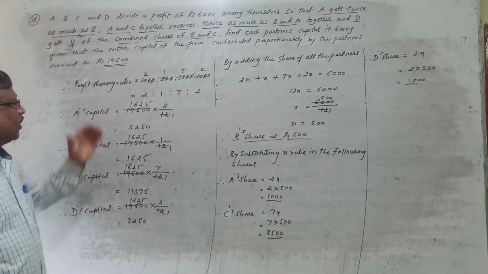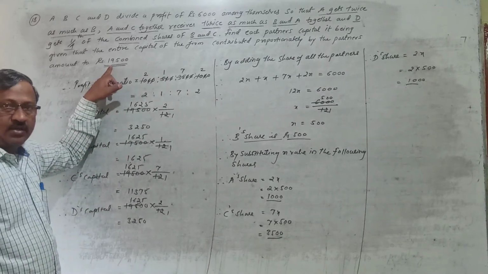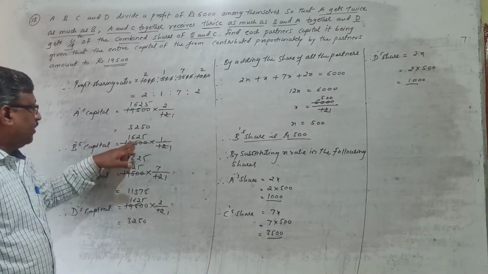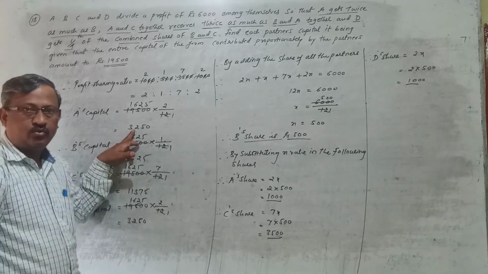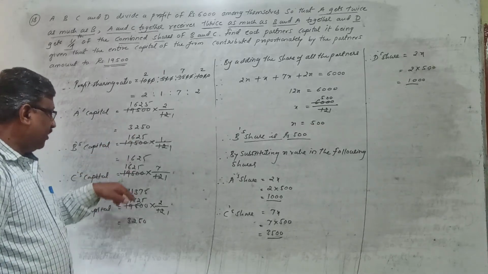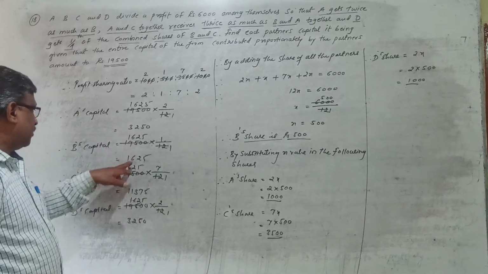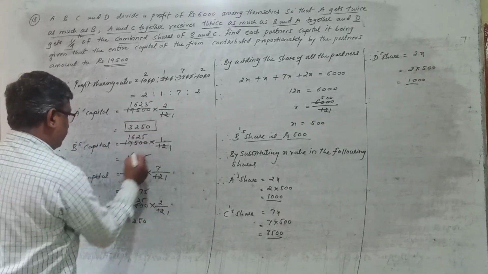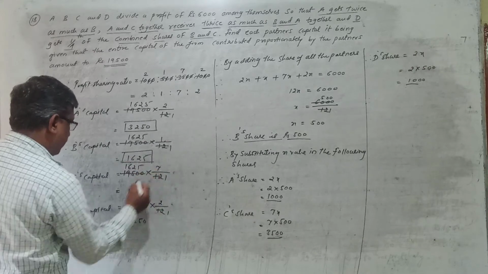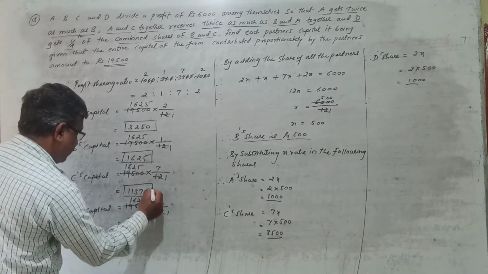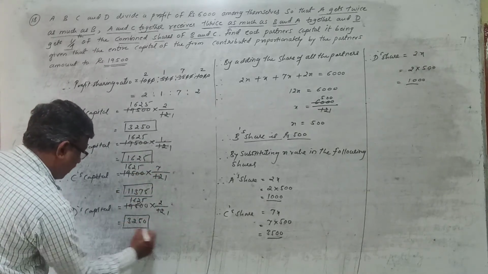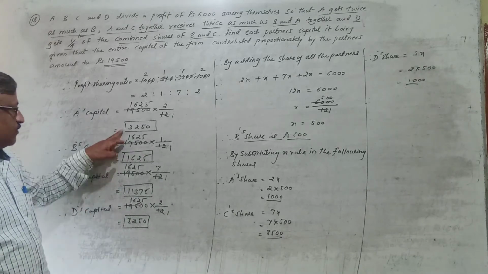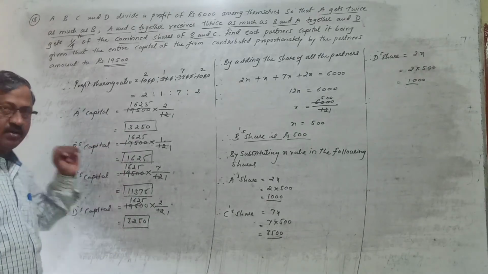So like this, if the capital is rupees 19,500, A's capital is 3,250, then B's capital is 1,625. Right? This is A's capital, this is B's capital, this is C's capital, and this is D's capital. So these are the capitals of A, B, C, and D.